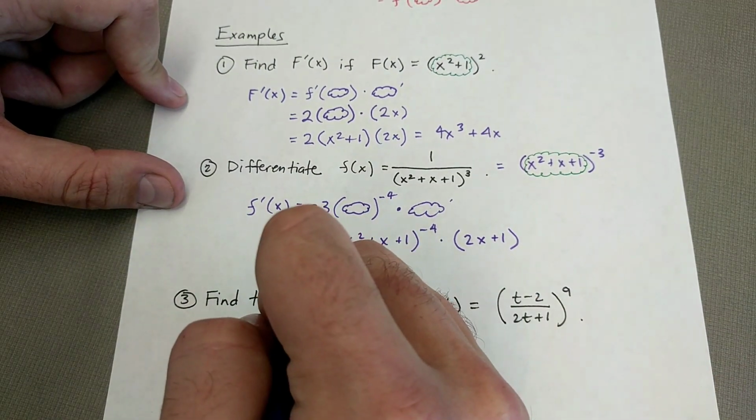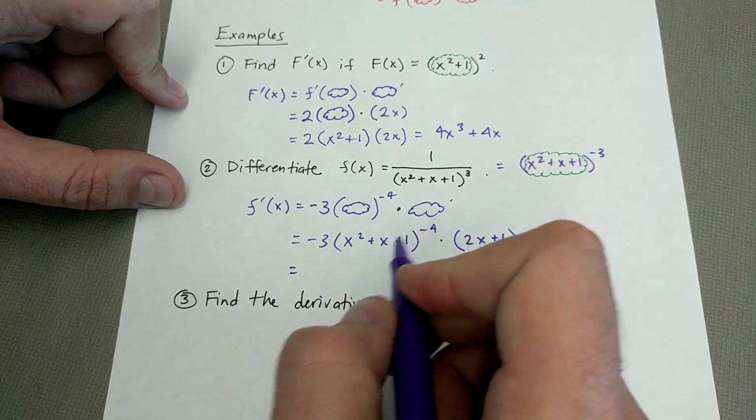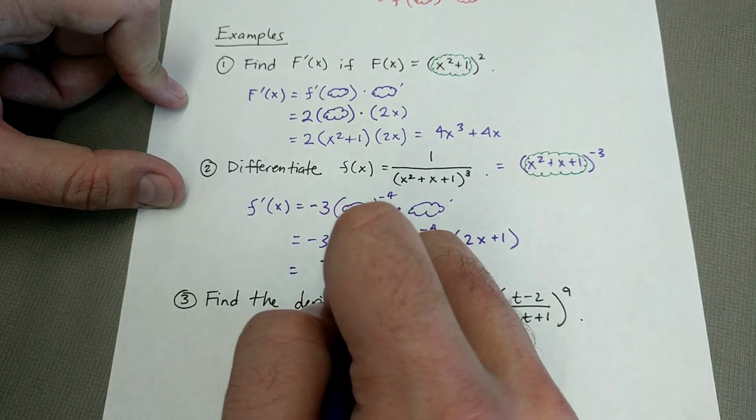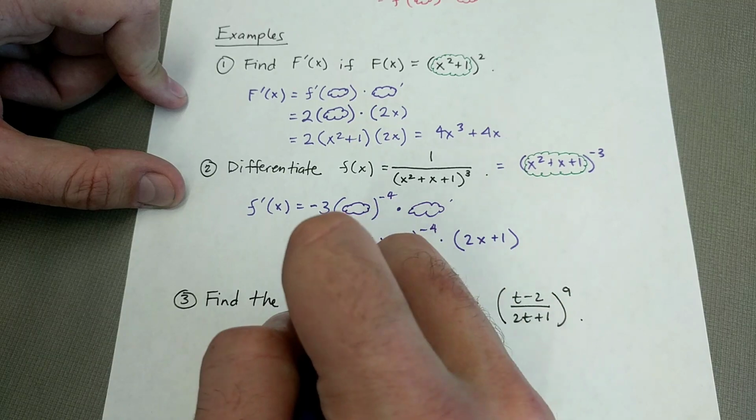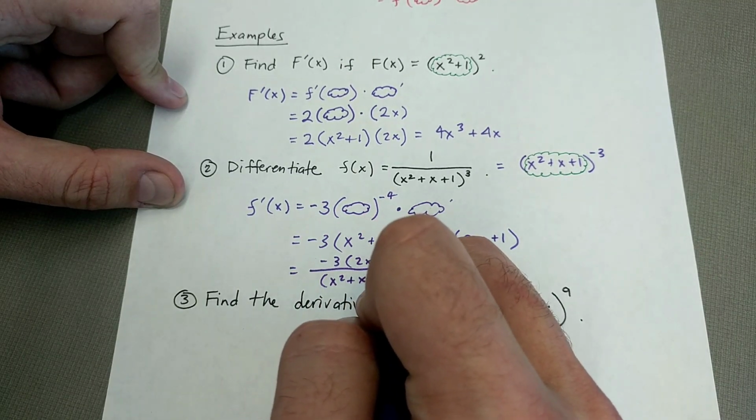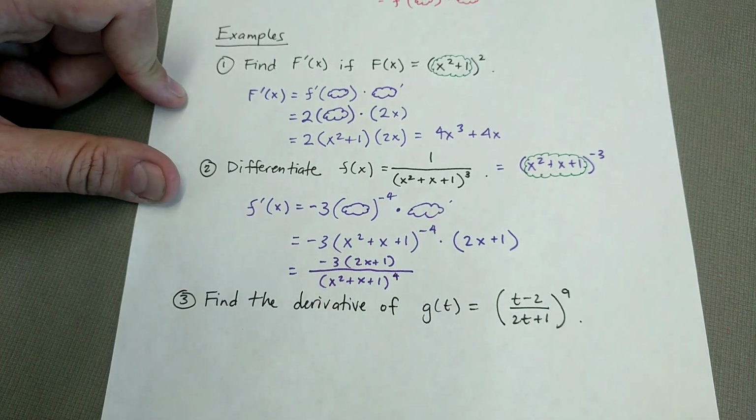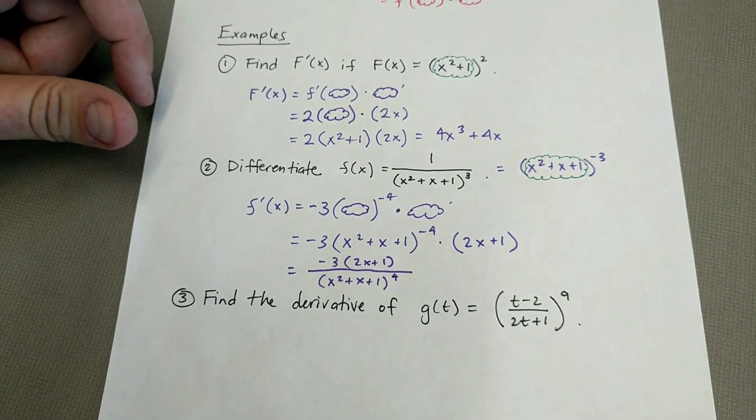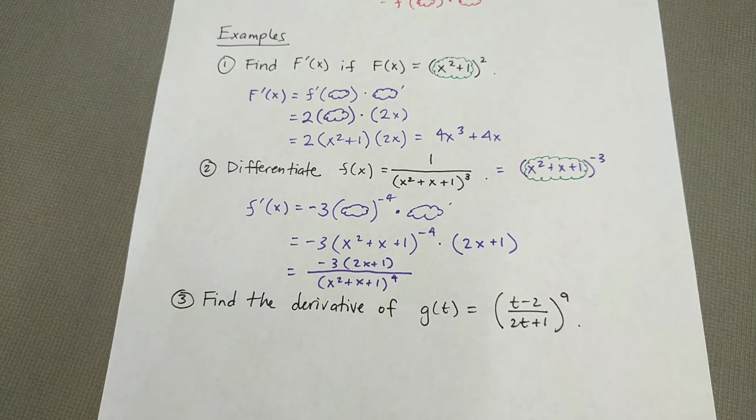You could also rewrite this, since that's a negative exponent, as negative 3 times 2x plus 1, all over x squared plus x plus 1 to the fourth. That also works. Okay.